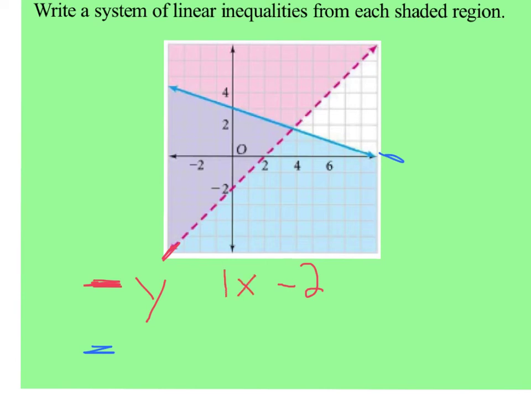The part I'm missing is the inequality. Is it going to be a greater than sign? Is it going to be a less than sign? Maybe it'll be greater than or equal to. Maybe it'll be less than or equal to. I don't know, so I better look.